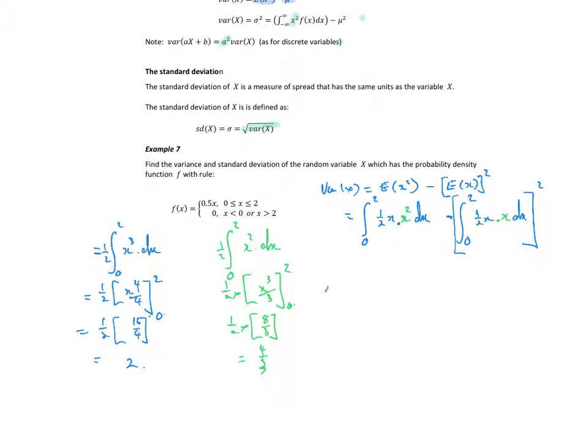Therefore, the variance of x is equal to 2 minus 4 on 3 squared, which is 2 minus 16 on 9, which is 18 on 9 minus 16 on 9, which is 2 on 9. So that's my variance. Therefore, the standard deviation of x, square root of 2 on 9, which is equal to root 2 on 3. So find the variance and standard deviation, okay? So again, same formula, it's just the way in which you work out the probability is slightly different.